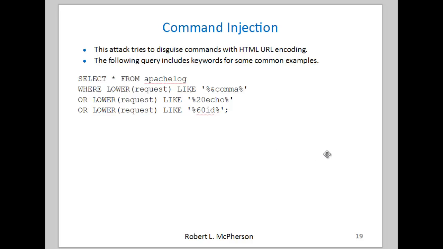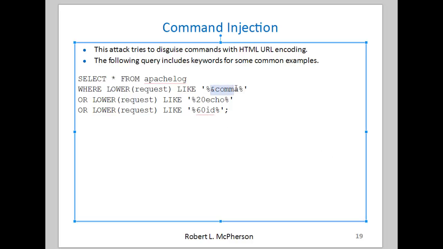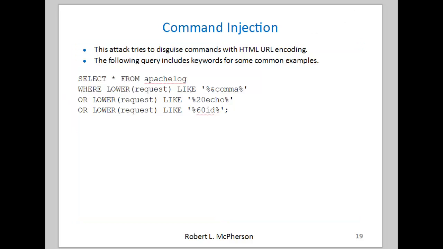Command injection is another attack type. This type tries to disguise commands with HTML URL encoding. For example, ampersand comma, instead of putting a comma in there. %20echo, %60id. These can be very hard to spot just by looking at a log file, especially when you have thousands or even millions of rows.